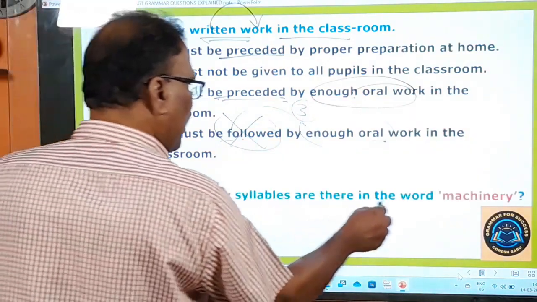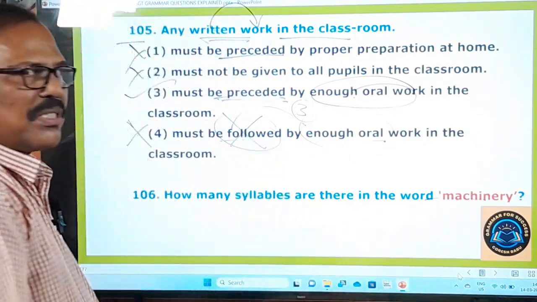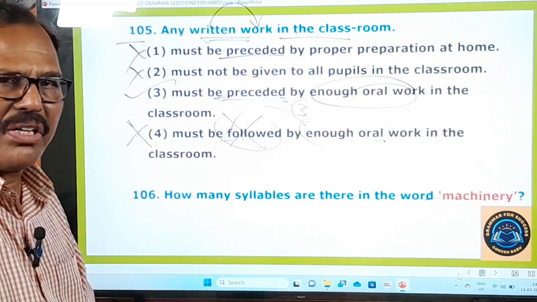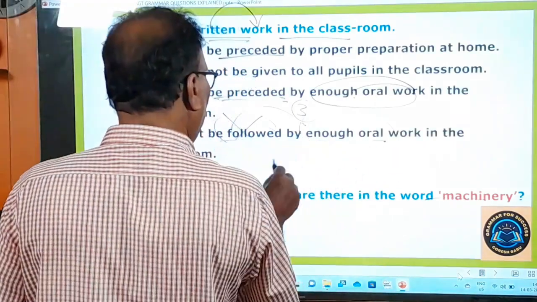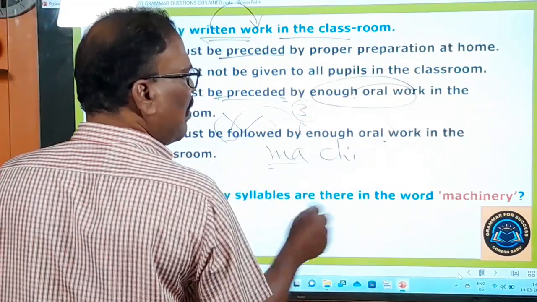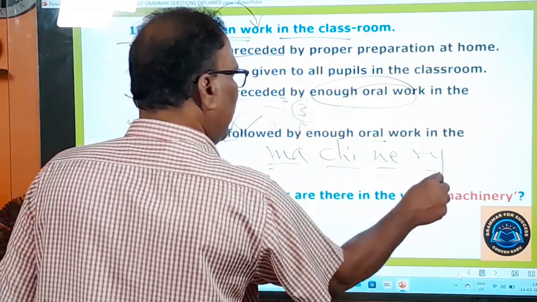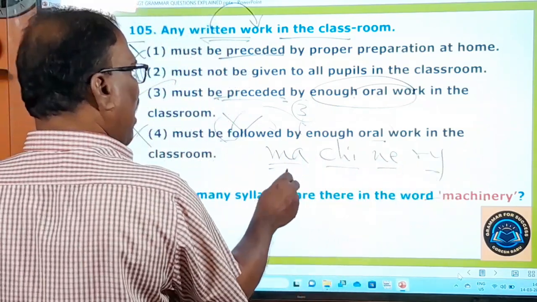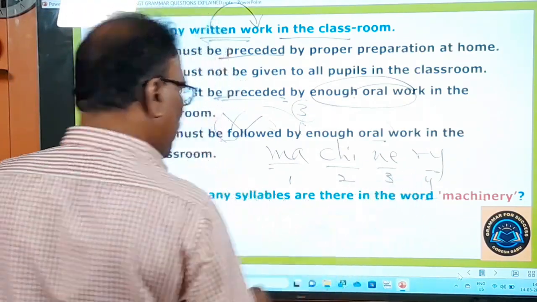How many syllables are there in the word machinery? To find out the syllables, that means the sounds of the word, you must cut the word into syllables. Machinery. Ma, she, na, ri. How many sounds are there? Ma, 1. She, 2. Na, 3. Ri, 4. 4 syllables are there in that word.